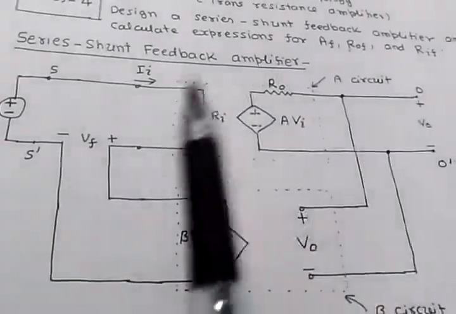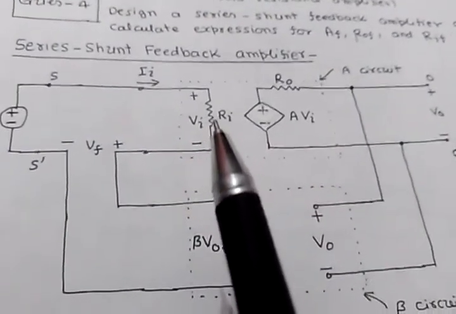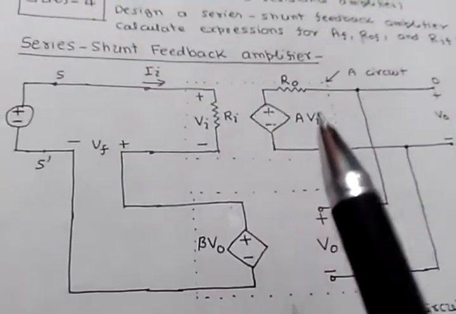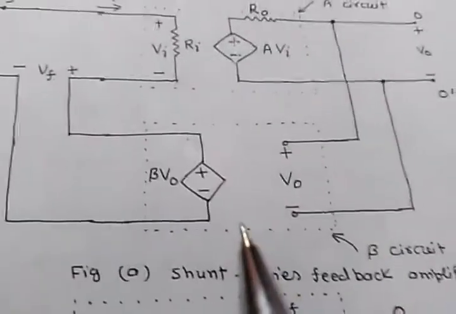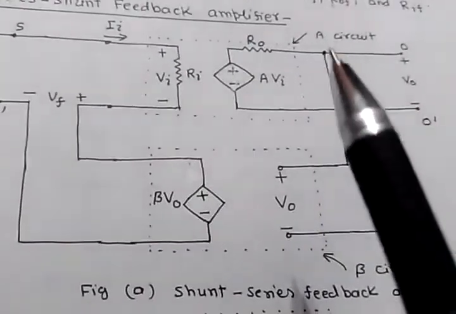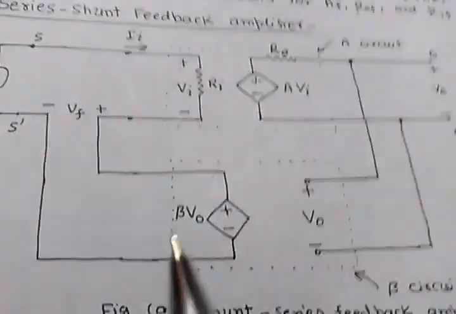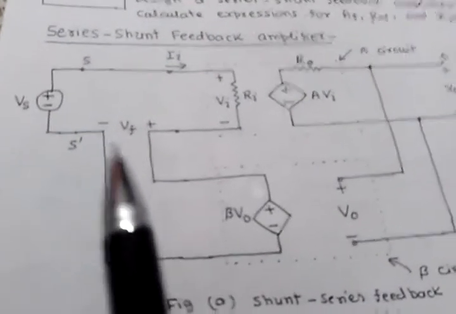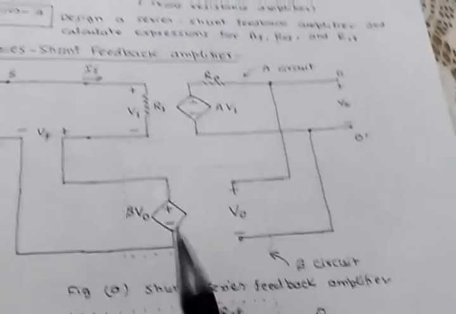This is the equivalent circuit of the voltage amplifier, which includes input resistance Ri and output resistance Ro and a voltage controlled voltage source AVi. Feedback network takes a sample of output voltage and provides a fraction of this output voltage back to the input by mixing this with the source voltage. This is the equivalent circuit of this basic structure.